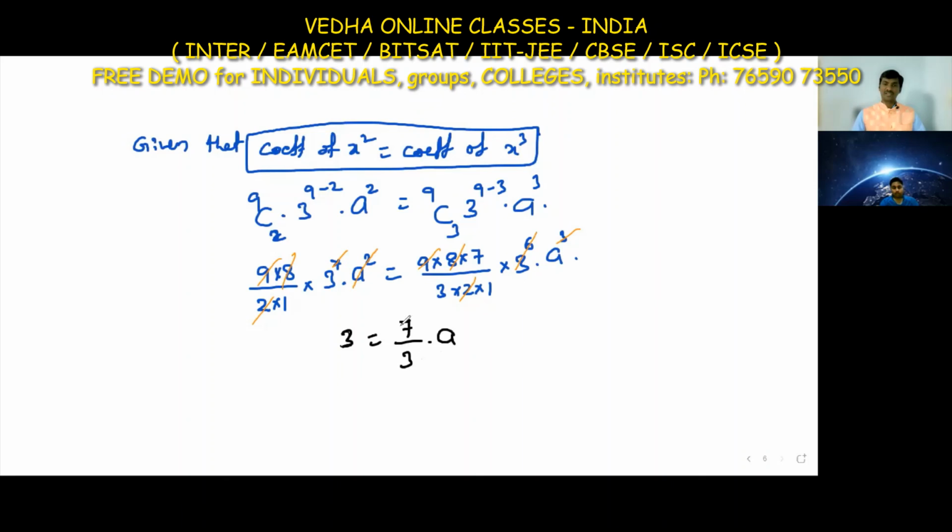Take this 7 by 3 to the right side, 3 into 3 by 7 is equal to a. So that means the value of a is 3 threes are 9 by 7. What is the value of a here? The value of a is 9 by 7.